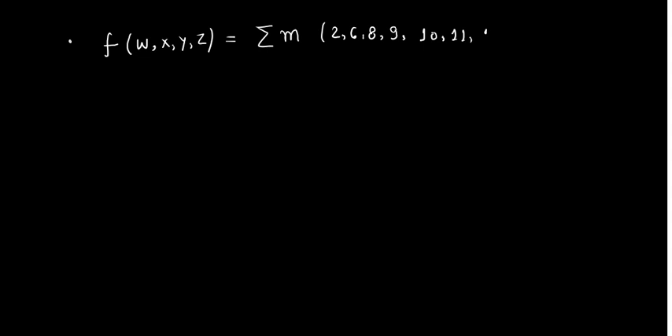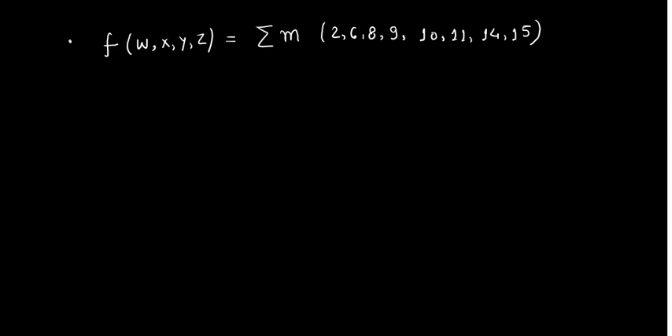So let us simplify the following Boolean function f(w, x, y, z), which is in sum of minterms form: 2, 6, 8, 9, and 11, maybe 14, 15. Correct? By using the QM method, right? It is a 4 variable function.